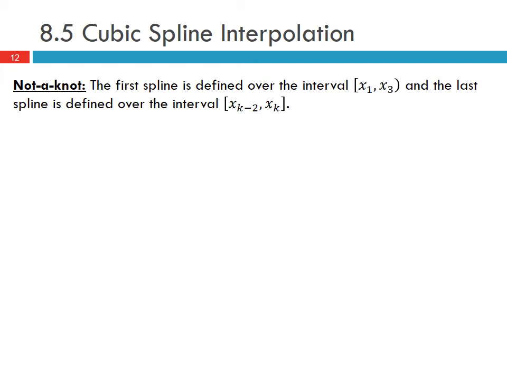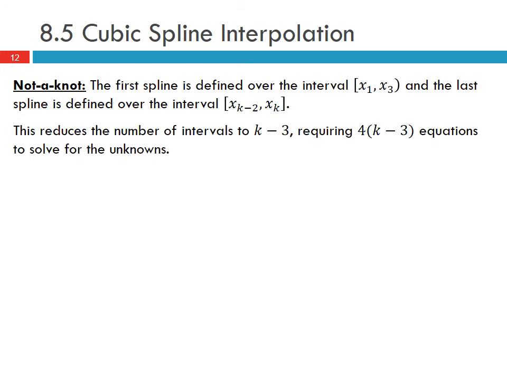In the knot-a-knot approach, the first spline is defined over 3 points, so from x1 to x3, and the last spline is defined over the last 3 points, so xk minus 2 to xk. So this reduces the number of intervals to k minus 3, which means that we only require 4 times k minus 3 equations to solve for the unknowns.